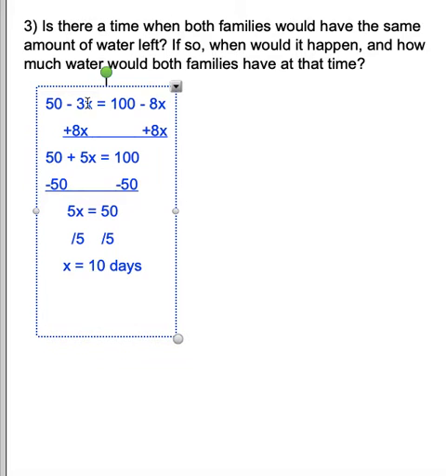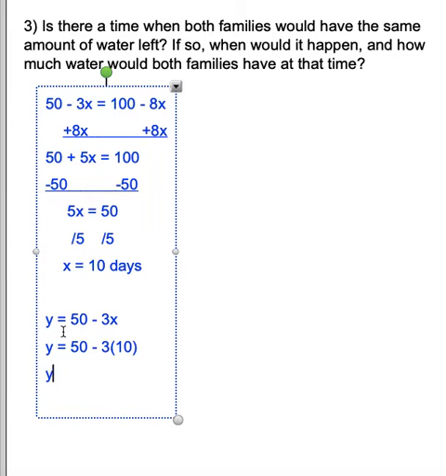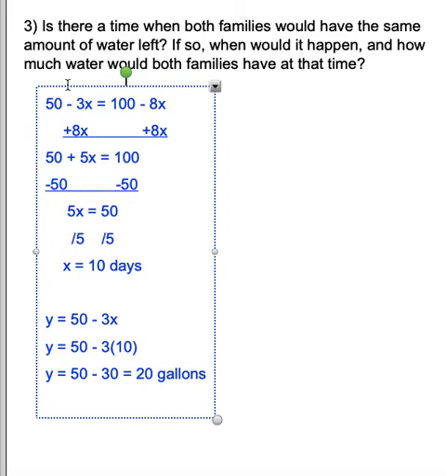So you decide, do you want to substitute the 10 in for this x or this x? They'll give you the exact same answer. So let's say I use the first equation, and I'm going to substitute in the 10. So 3 times 10. So it means they've used 30 gallons of their water, because they're using 3 gallons a day. So I would have 50 minus 30. So they have 20 gallons left.